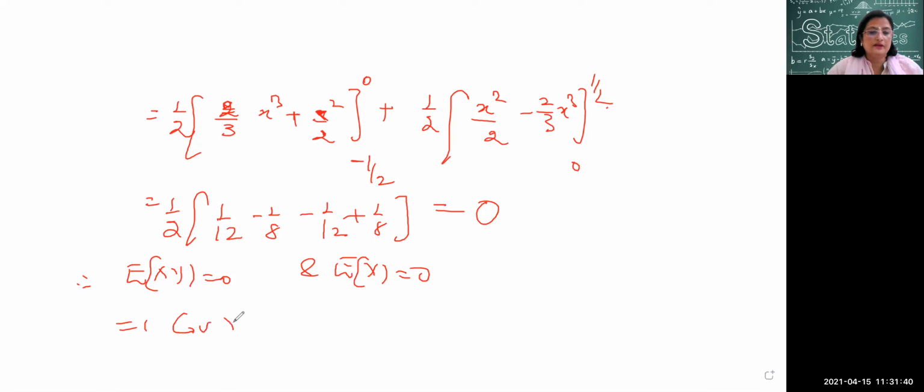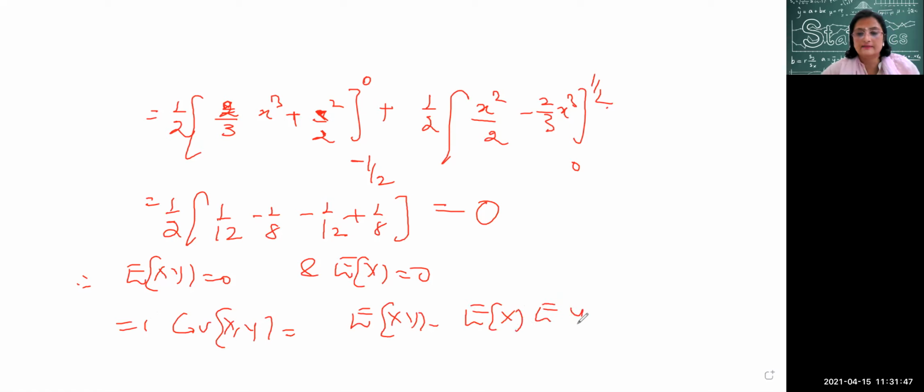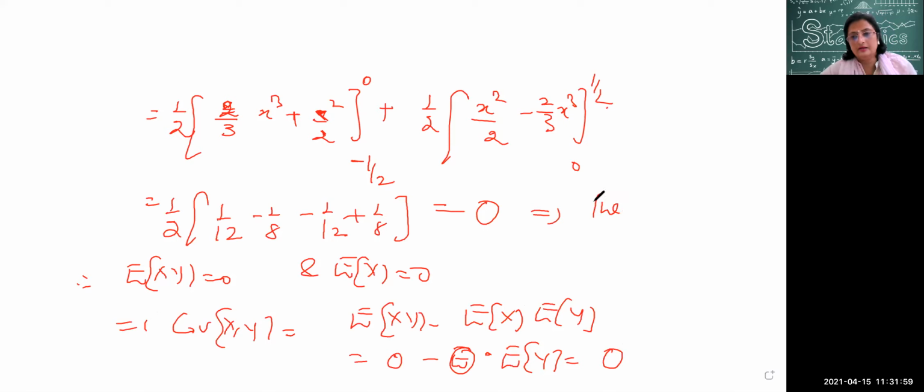It implies covariance between X and Y. The formula is expectation of XY minus expectation of X into expectation of Y. This is 0 minus 0 into expectation of Y. So that comes out to be 0. It implies what you will say, the variables are uncorrelated. So that's about today's talk. I hope the point is clear to all.